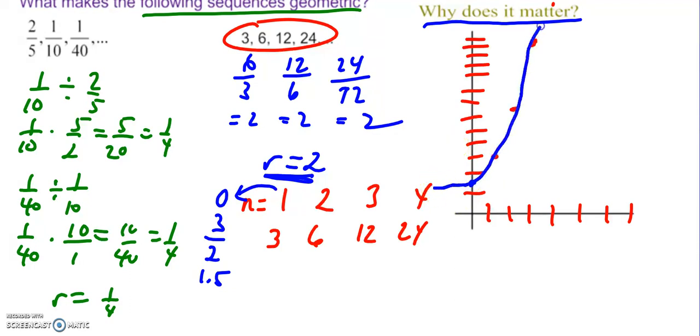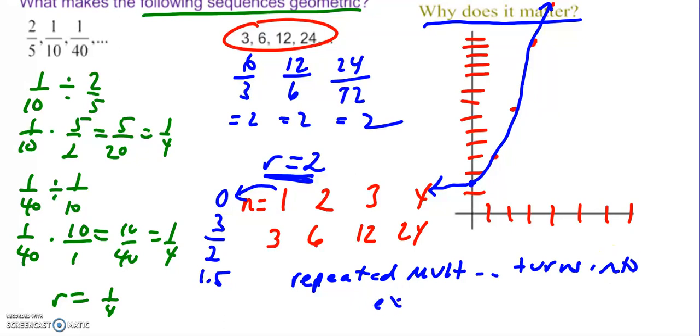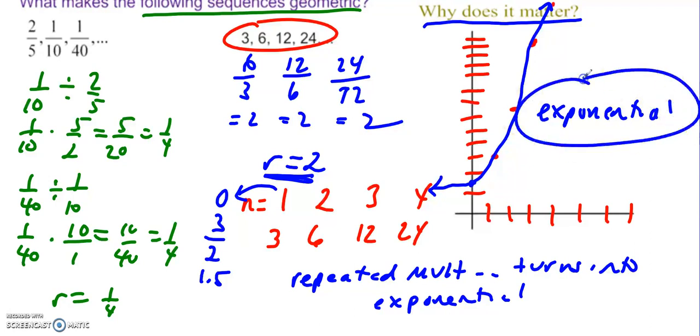It looks like it's going to be more exponential. If I connect my points, it looks like I'm increasing more quickly, which also makes sense because when I have repeated multiplication or division, that really turns into an exponential equation. So that means that every time I graph a geometric sequence, it's really going to come out as an exponential graph. So just like arithmetic was always linear, geometric is going to be exponential, which means that my general equations are going to be in exponential form.